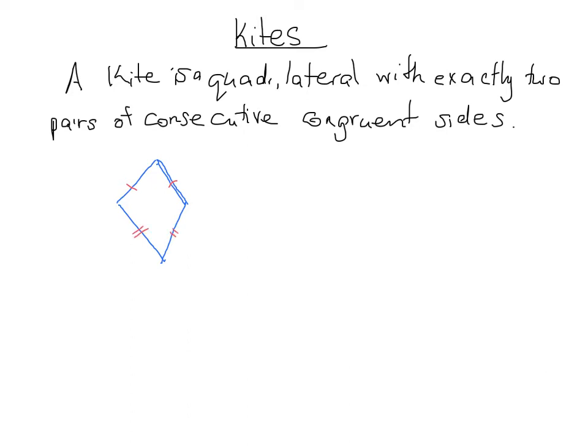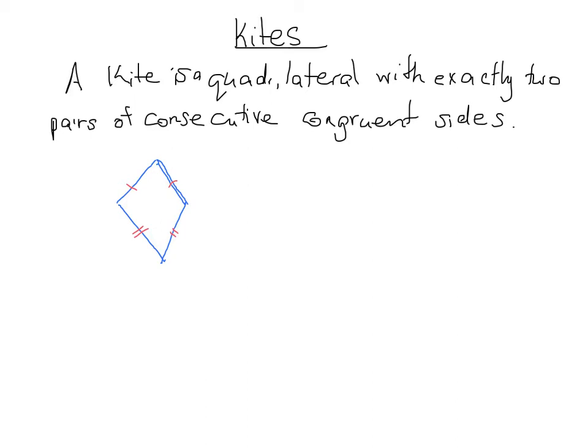Now, the reason the definition says exactly two pairs of consecutive congruent sides is this. If we had three or all four of these sides congruent to each other, it would not be a kite. The two sides here have to be different in length from the two sides here. So they're exactly two pairs of consecutive congruent sides.